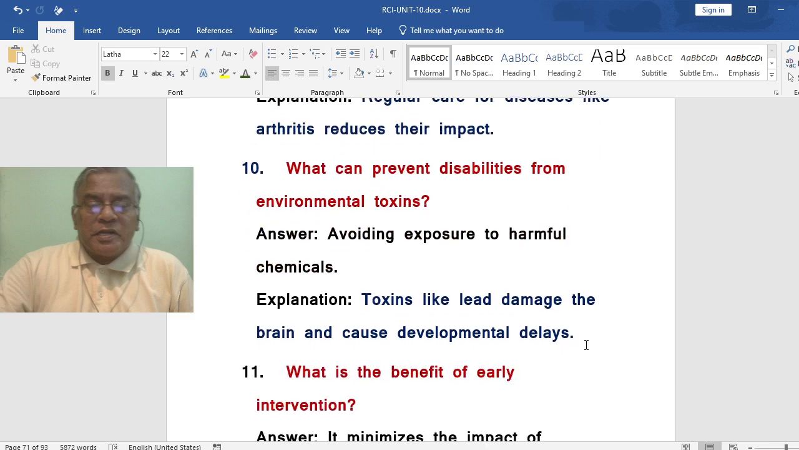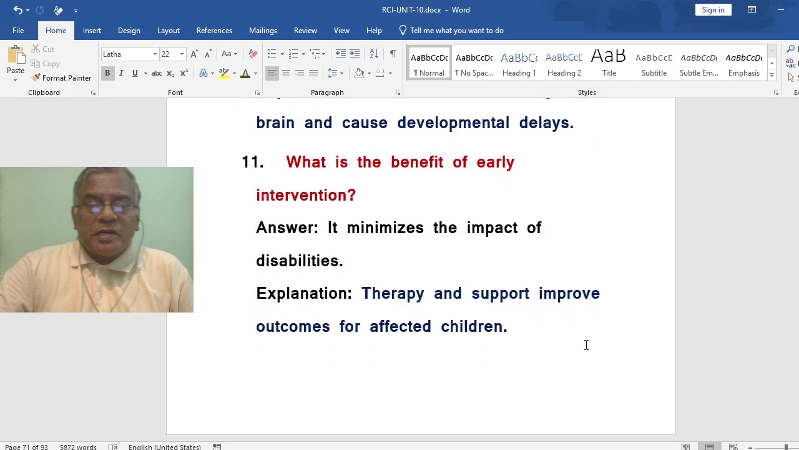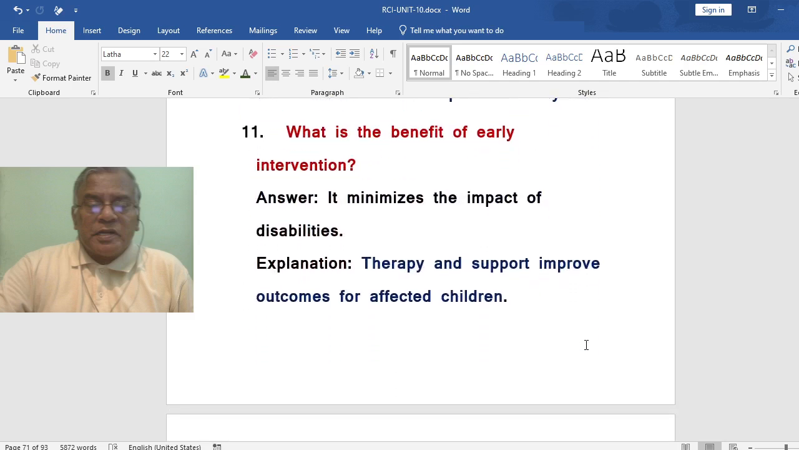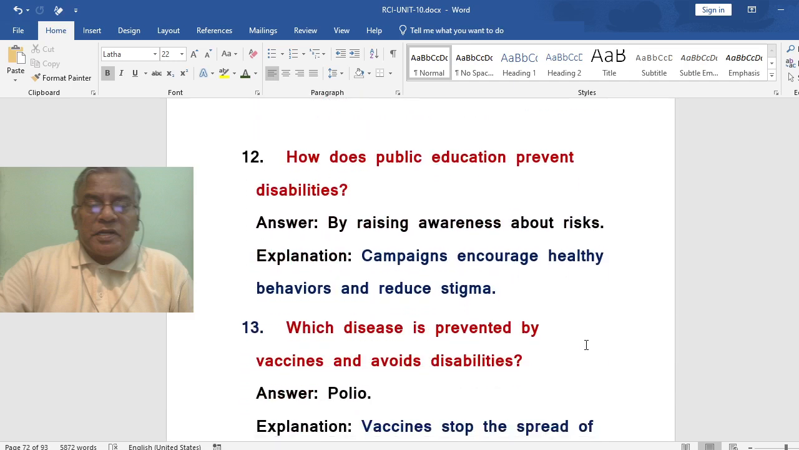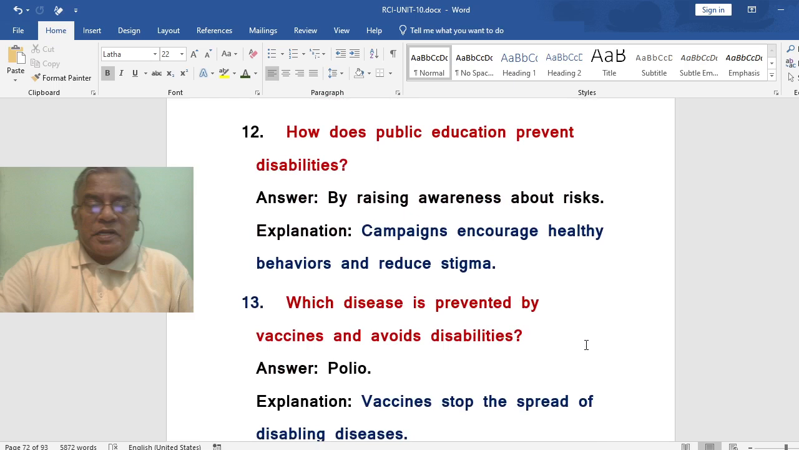What can prevent disabilities from environmental toxins? Avoiding exposure to harmful chemicals, even dust for an example, dust, smoke, fog, etc. Toxins like lead damage the brain and cause developmental delays. What is the benefit of early intervention? It minimizes the impact of disabilities. Therapy and support improve outcomes for affected children. How does public education prevent disabilities?